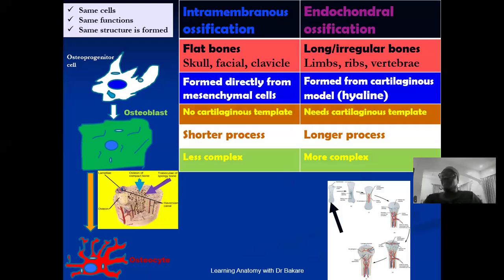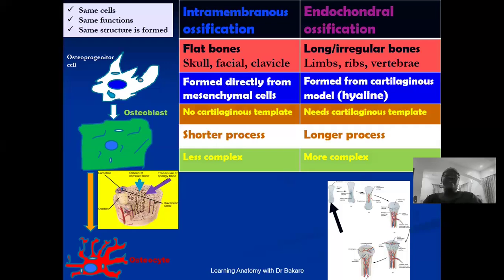We also have flat bones in the face, the viscerocranium, and also the clavicle. So these bones are formed from intramembranous ossification, while endochondral ossification forms long bones and also irregular bones. And this includes bones of the limbs. Examples of these are the humerus, the radius, and also the ulna. We also have the ribs and also the vertebrae. So we have different types of bone exhibiting different types of ossification. And we've tried to highlight this using this table.